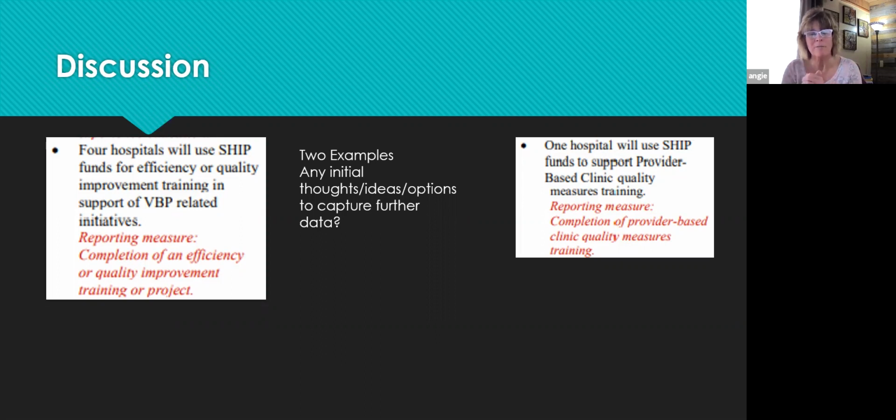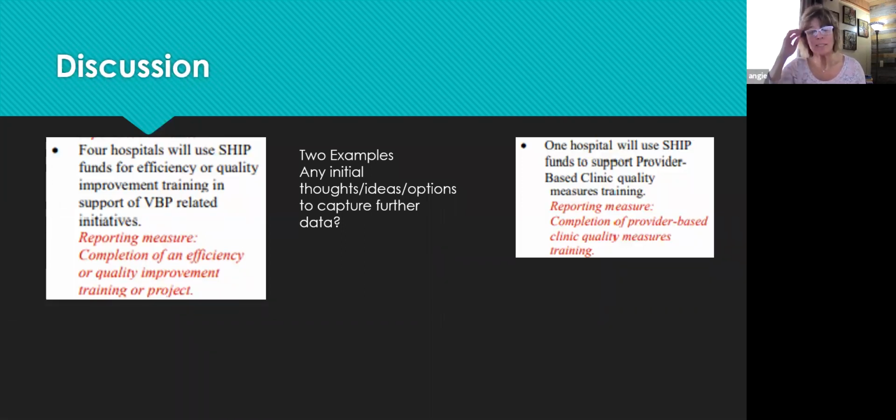We've been talking about these, for that first one, completion of an efficiency or quality improvement training or project. And here's why I'm going to frame it differently. As the SHIP coordinator, one of the things I used to look for was what type of projects they were doing. And the reason I wanted to know what type of efficiency or quality improvement project was done was, will that enhance somebody else's in the future?